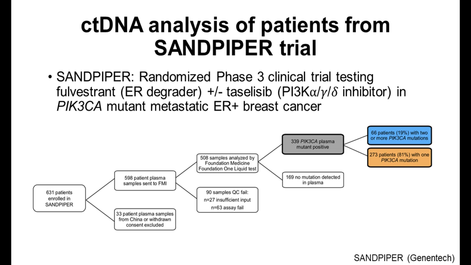I'd like to point out that for this analysis, we used circulating tumor DNA to determine PIK3CA mutational status. And we did this because many patients with ER-positive breast cancer have bone-only metastases, and bone biopsies are very difficult to analyze due to the need for decalcification. And so therefore, we used ctDNA, which we rationalized would allow us to analyze a larger number of patients.